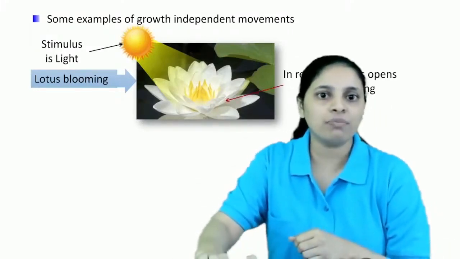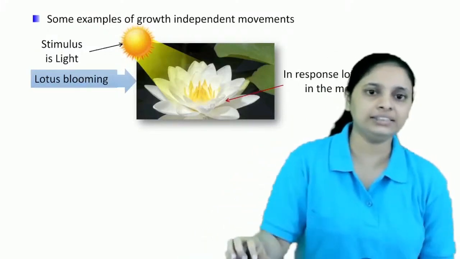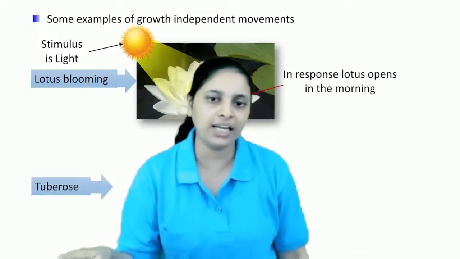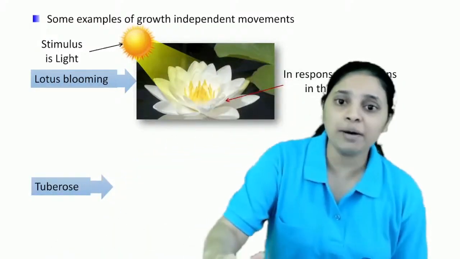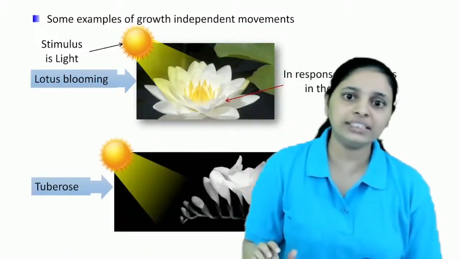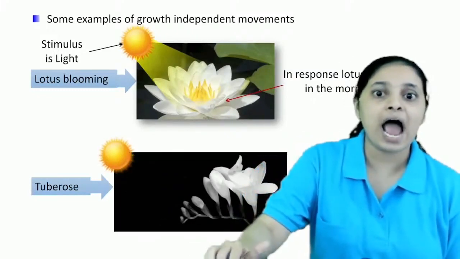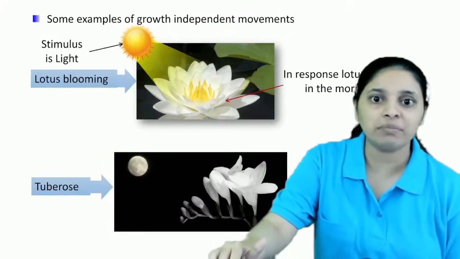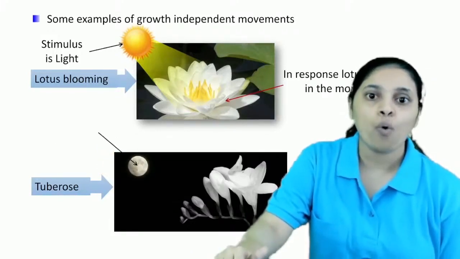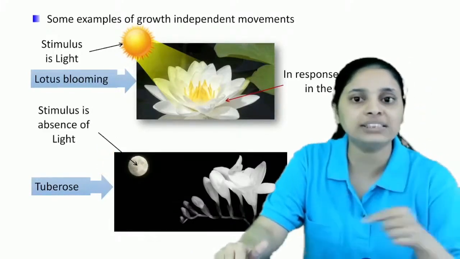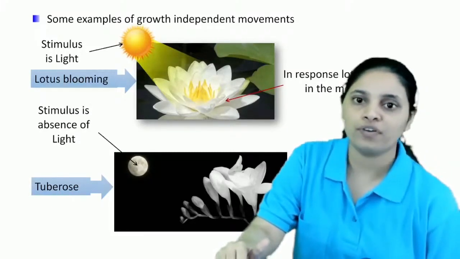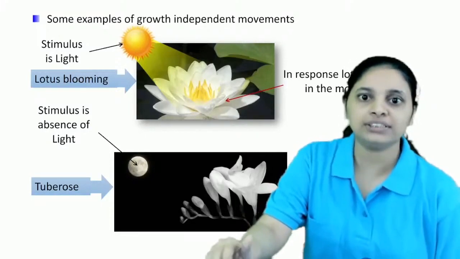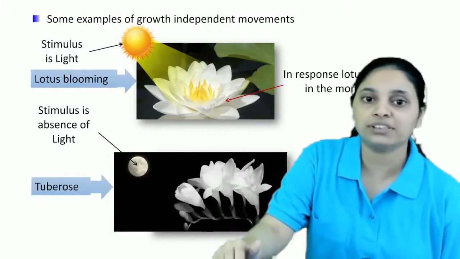Next, one more example which we can see is, okay, देखो यहाँ पे response क्या है? Lotus open हो गया, सही है? In the morning. Next, in some plants like in tuberose, we can see when light is absent. Okay, when light is absent. So at night time, these flowers will open up. Okay, so your stimulus is absence of light. यहाँ पे stimulus क्या है? Absence of light. And you can see during night time, the flowers are opening.